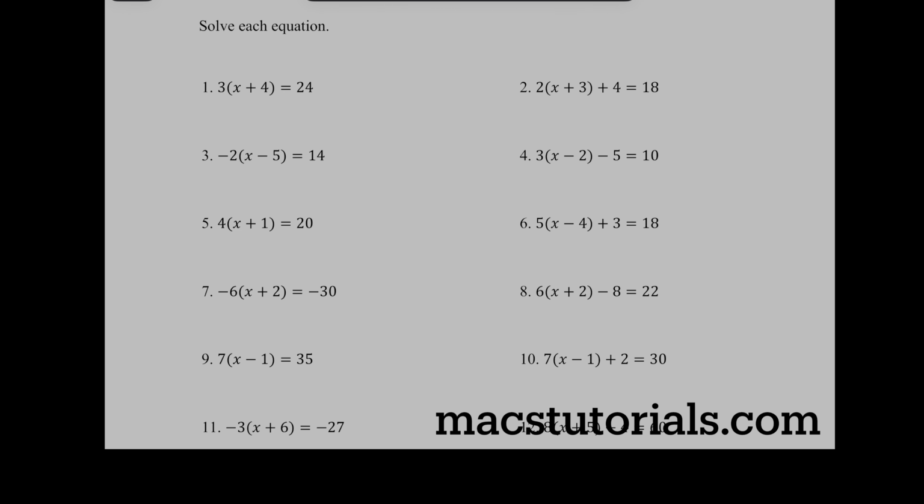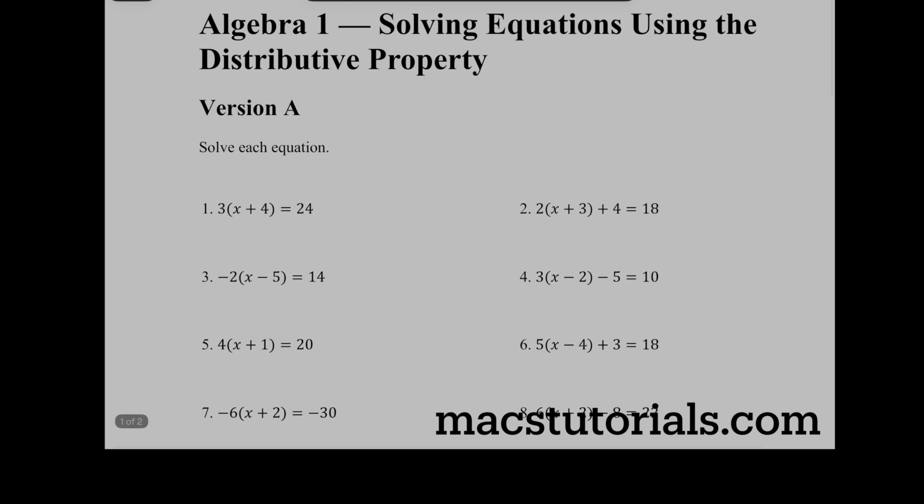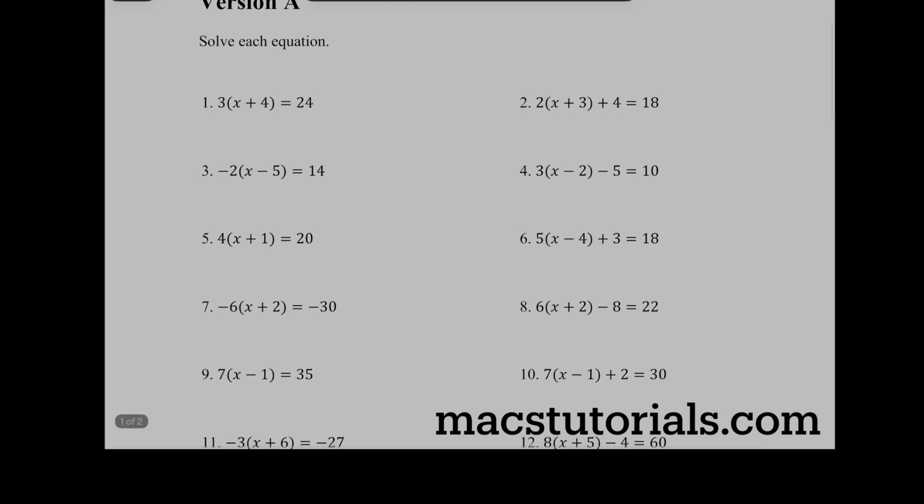Now, in chapter 1 over on maxtutorials.com, we talked about the distributive property. By the way, this is version A. I'll have 3 versions of these. I go a little slower in the first version. So when you see a number in front of a parentheses, you're going to multiply it by both. So this right here, we're going to get 3x plus 12 equals 24.